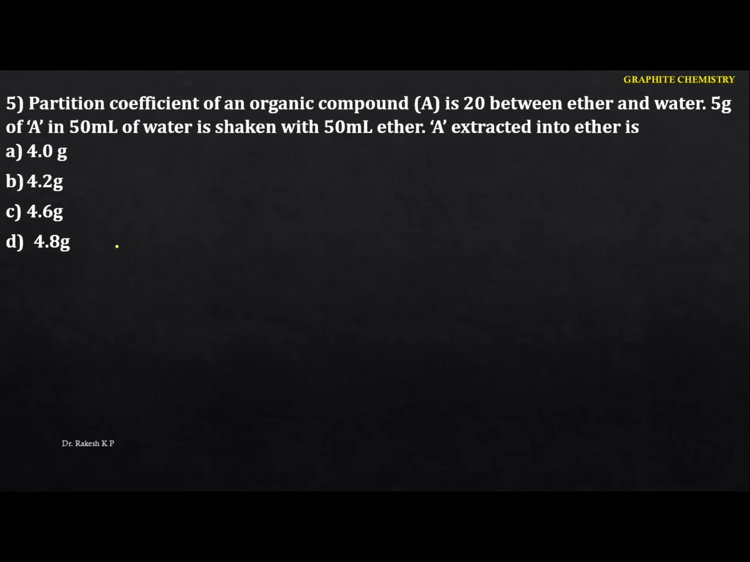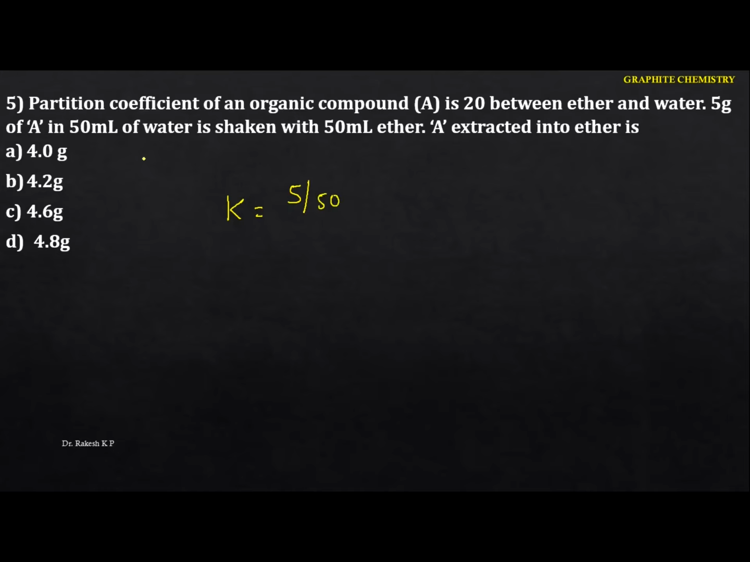The partition coefficient of an organic compound A is 20 between ether and water. 5 gram of A in 50 ml of water is shaken with 50 ml of ether. How much of A is extracted into the ether? Just identify this here. They have given the partition coefficient, which I am going to take as K. Initially 5 gram of A is present in the water, and the volume of water is 50 ml.